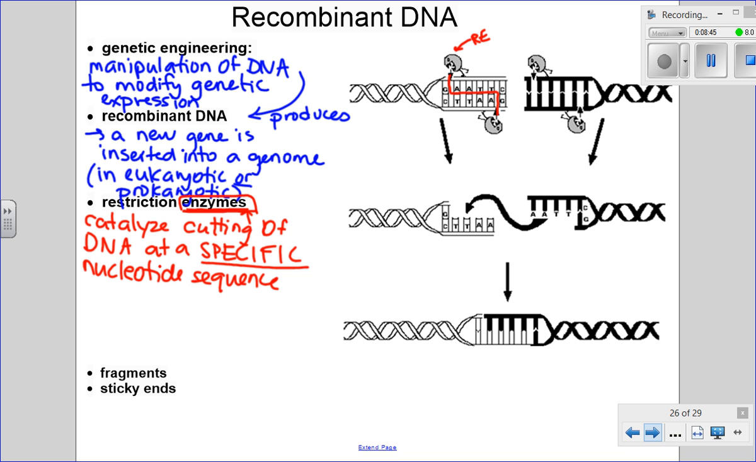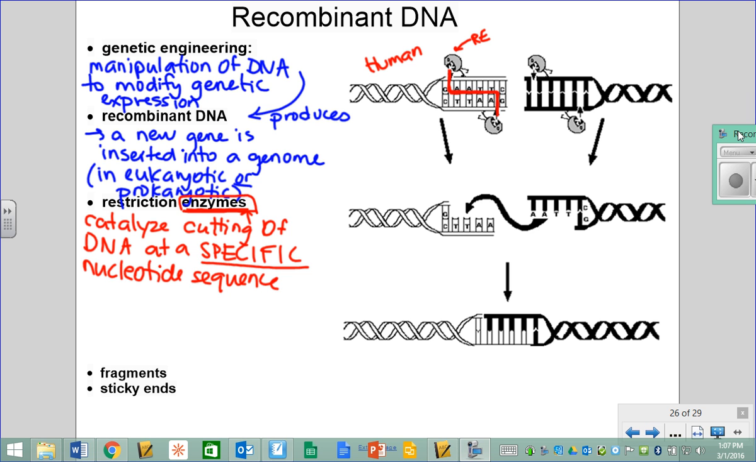So this restriction enzyme will cut the way that I've shown. And this is what restriction enzymes do. They cut the DNA sort of unevenly so that they're cutting more off of one strand and maybe less off of the other strand. Now on the left, I have this sort of white-colored DNA. Let's call this our human DNA. And on the right, I have this black-colored DNA. Let's call that bacterial DNA.